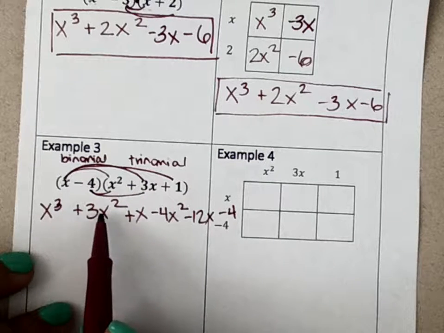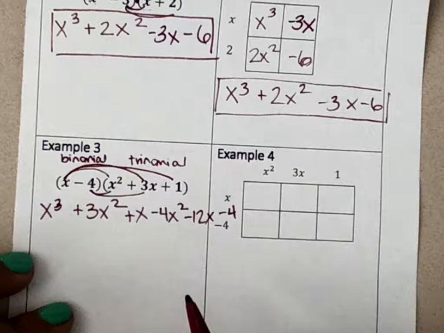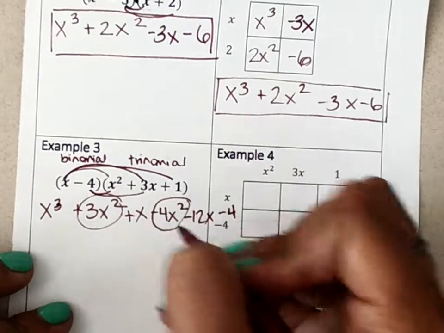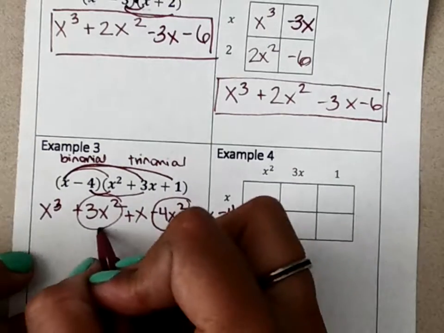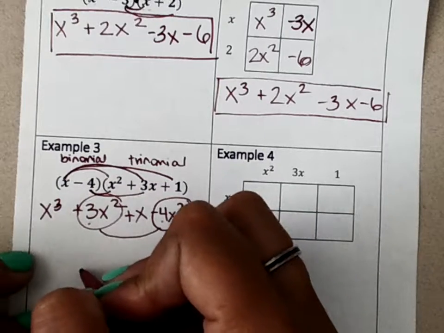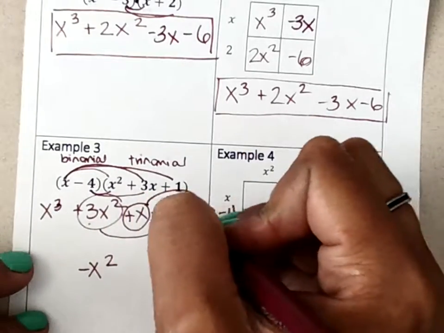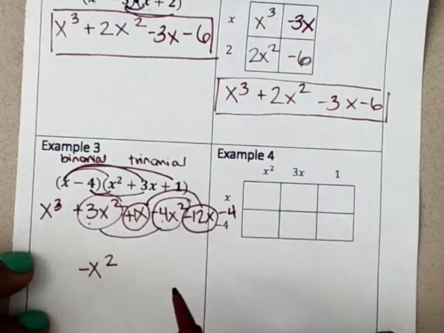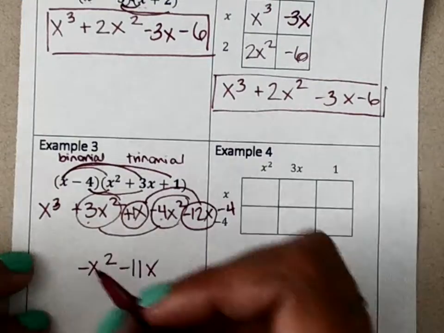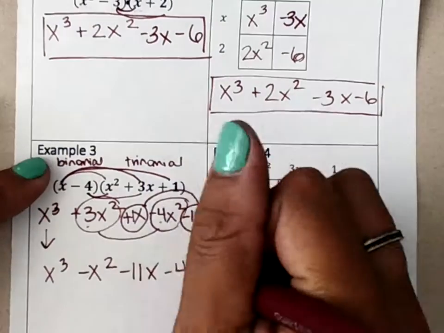Our exponents are in order from greatest to least, 3, 2, 2, 1, and nothing. But we can do one more thing. We can actually combine 3x squared and negative 4x squared. I know that 3 take away 4 is going to give me negative x squared. And we can also combine x and negative 12x. 1 take away 12 is negative 11x. I'm going to drop down my x to the third, drop down my negative 4, and this is my final answer.